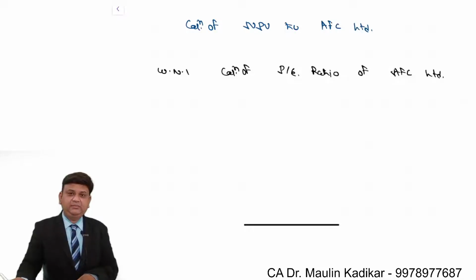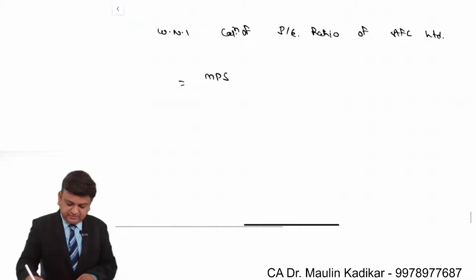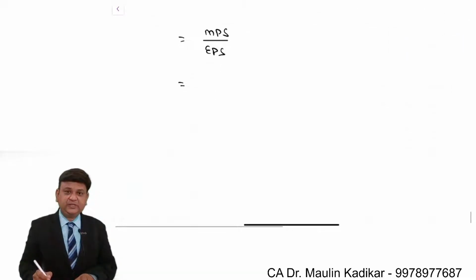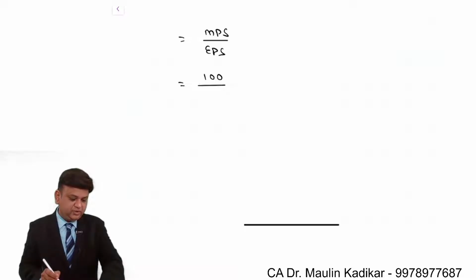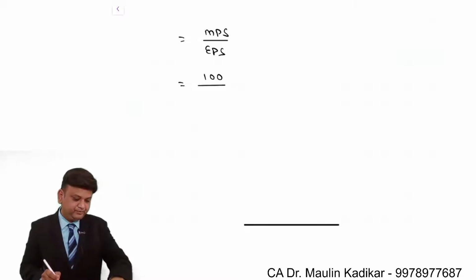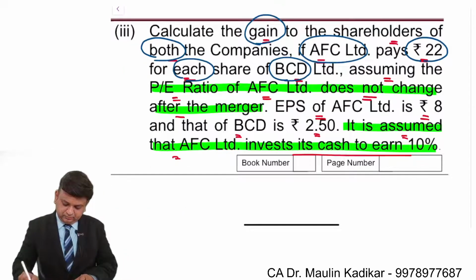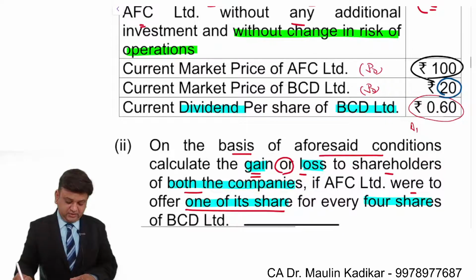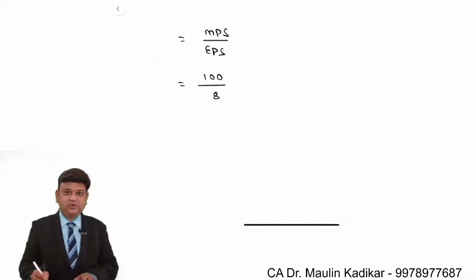Sir, why do we calculate the same? The answer for this is very simple, because the price earning ratio is going to remain same. It will be found as MPS upon EPS. What is market price per share? It is 100 rupees. What is earning per share? Earning per share is given to us as rupees 8. EPS of AFC Limited is 8 and its market price is given as 100. So I request you to use a calculator. 100 upon 8, that is 12.5 times.